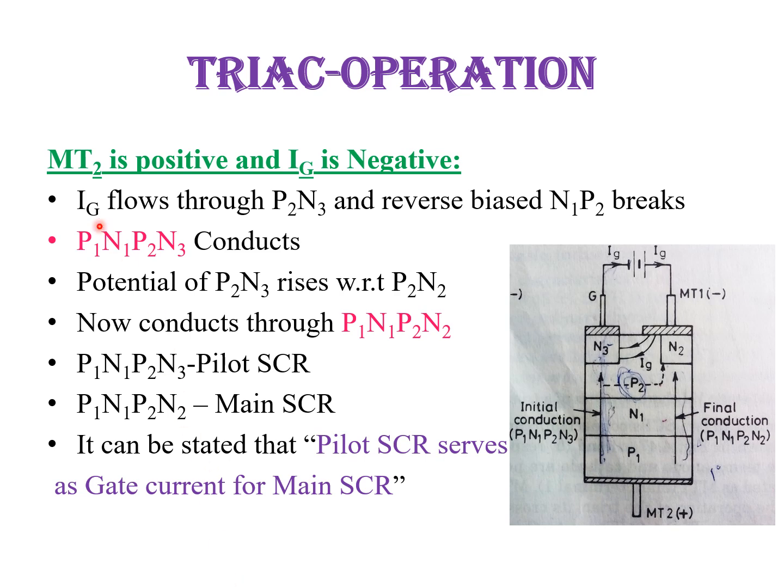The second mode of operation is when MT2 is positive and IG is negative. When IG is negative, when gate current is negative, this reverse biased N1P2 breaks, whereas P1N1, P2N3 are forward biased. P2N2 is also forward biased. But initially, the TRIAC conducts through P1N1, P2N3. And during this state, the potential of P2 rises with respect to P2N2. So P2N3 potential will rise with respect to P2N2 and the final conduction takes place through P1N1, P2N2.